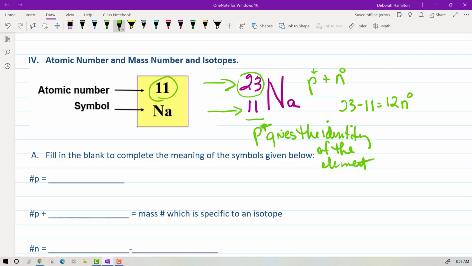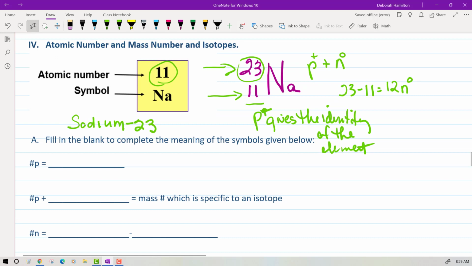This is something that is specific to an isotope, and sometimes you'll see the name written as sodium-23, because that's the specific mass for this isotope. Whereas on your periodic table it shows 22.99, in atomic mass units, or it can also be written in grams.